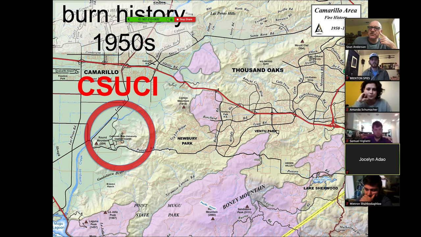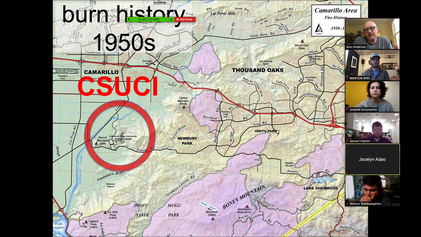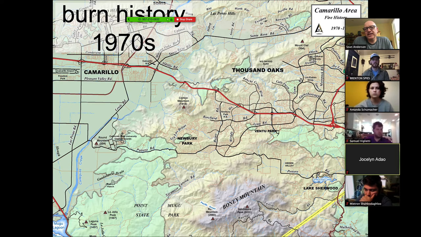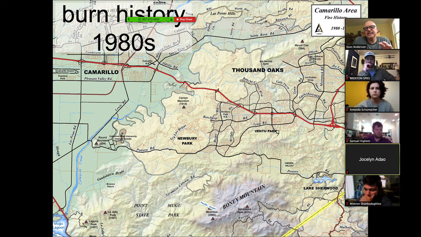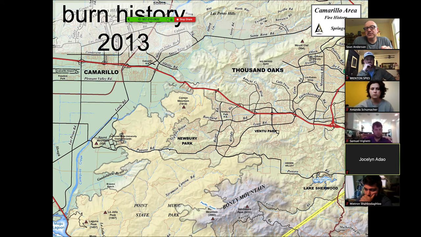And we sometimes overly focus on a disaster. But I think it's also important to realize that even though the frequency of these disturbances is changing, disturbance is always a part of our natural world. And so you can see that here. Obviously that's campus there. So here are fires in the area: the 1960s, 1970s, 1980s, the 1990s, 2000s, not too many. And then we hit the Camarillo Springs fire.